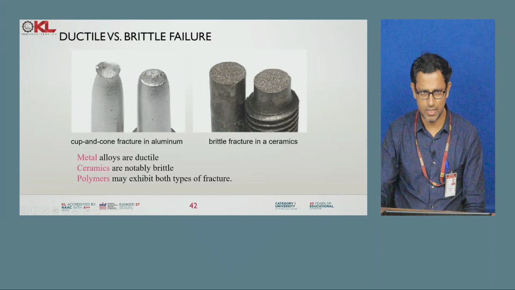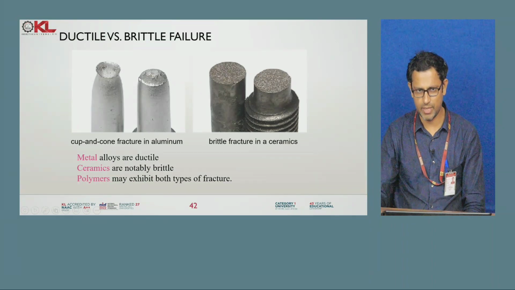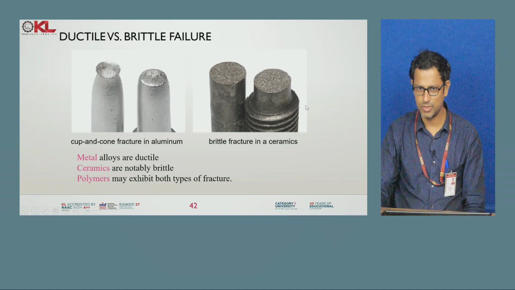So here you can see the cup and cone. Here you can see this is one part, this is another part. So one is like a cup shape, and the other is like a cone. So I am getting cup and cone failure, so I can say these materials are subjected to ductile failures. And if I see here it is flat, so I can say it is brittle failure.